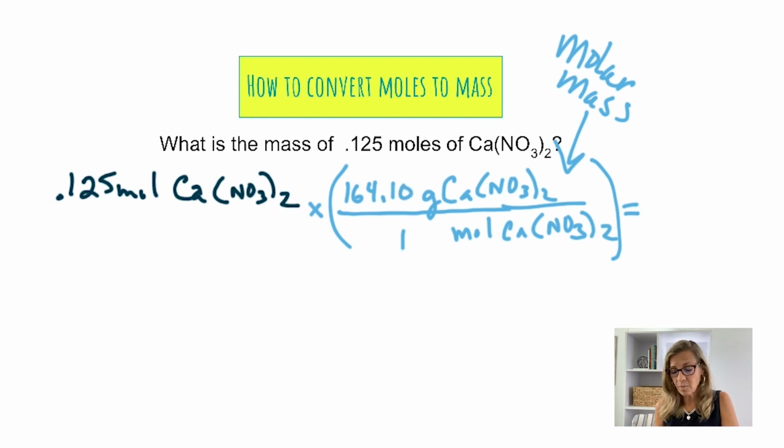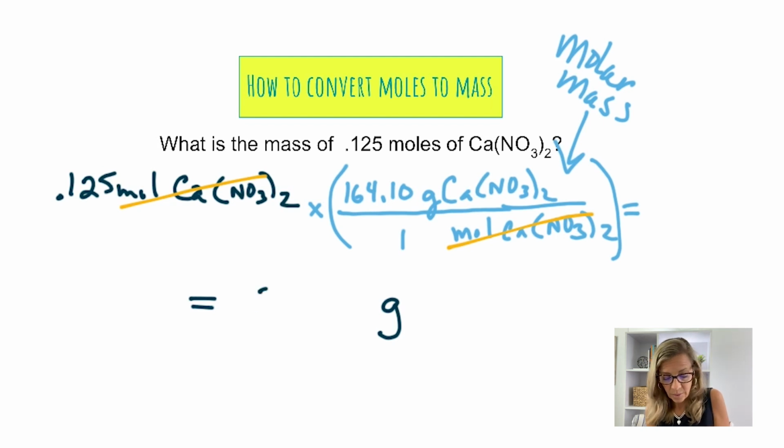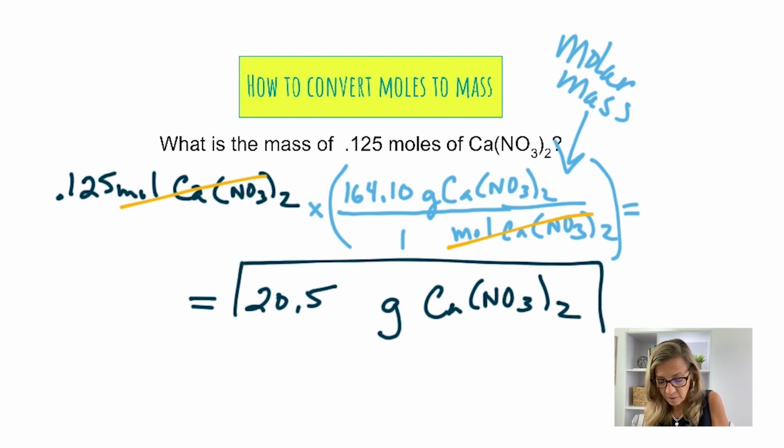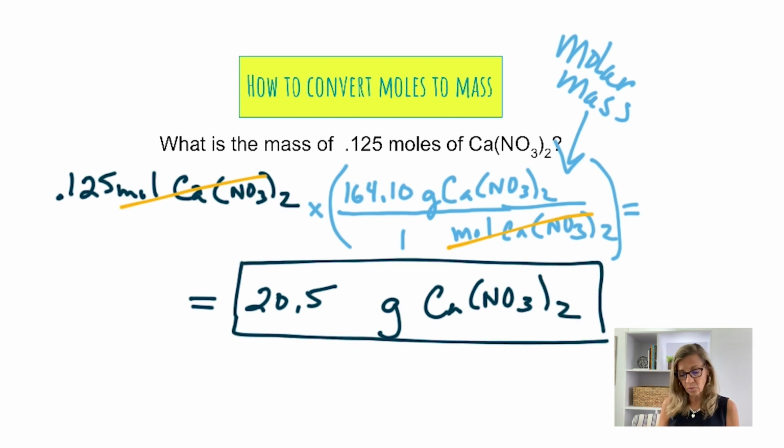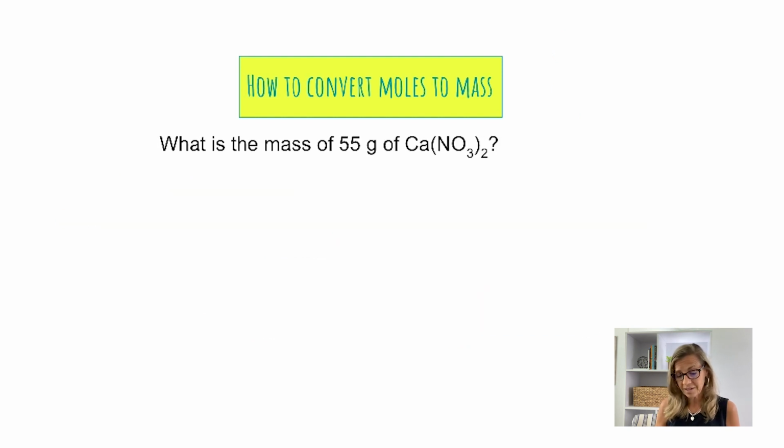Okay, so when we multiply, what happens? Moles cancel, and we're going to end up with, let's see, 20.5 grams of calcium nitrate. All right, so if you go to the lab and you weigh out 20.5 grams of calcium nitrate, you know exactly how many particles you have. You have 0.125 moles. All right, can we use molar mass going the other way if we have grams going to moles? Well, here's an example.